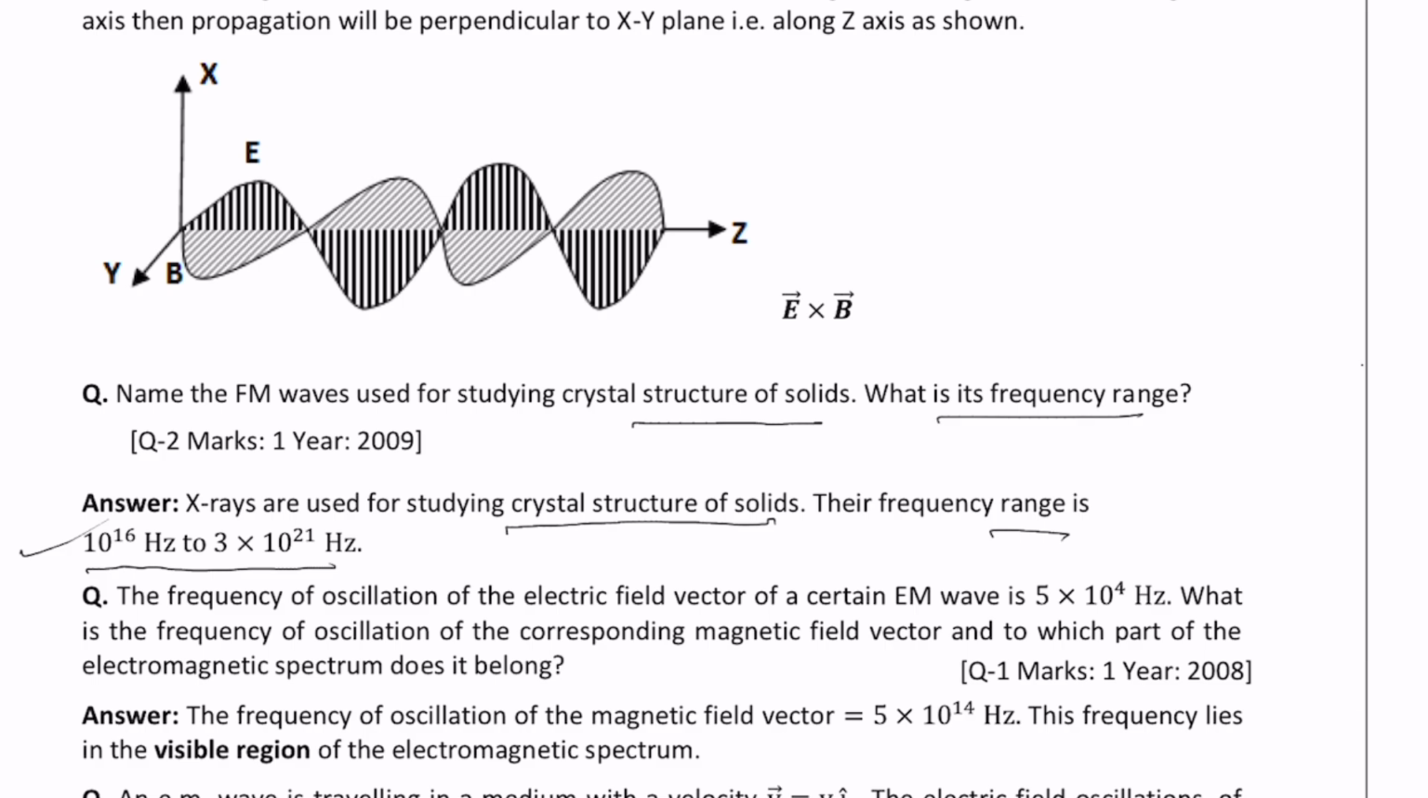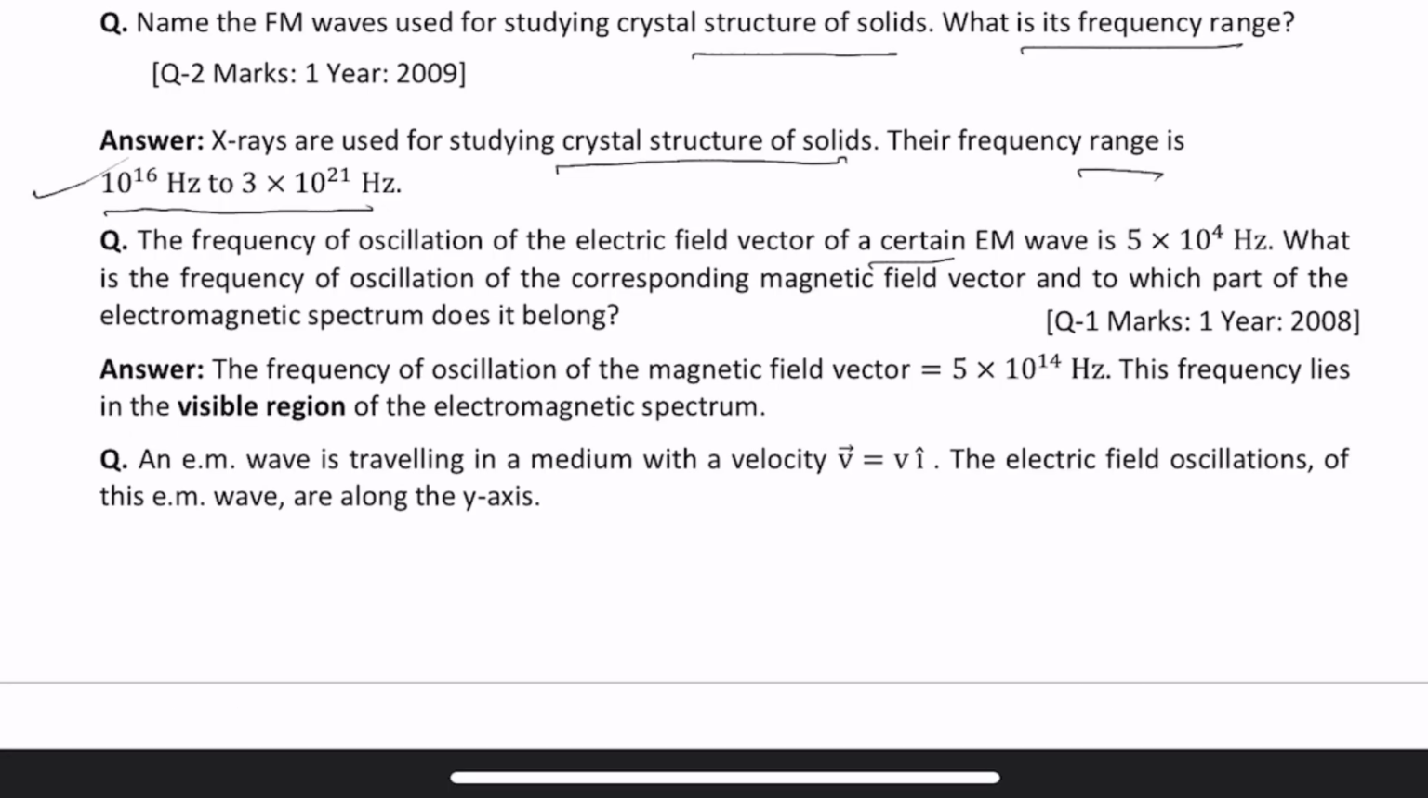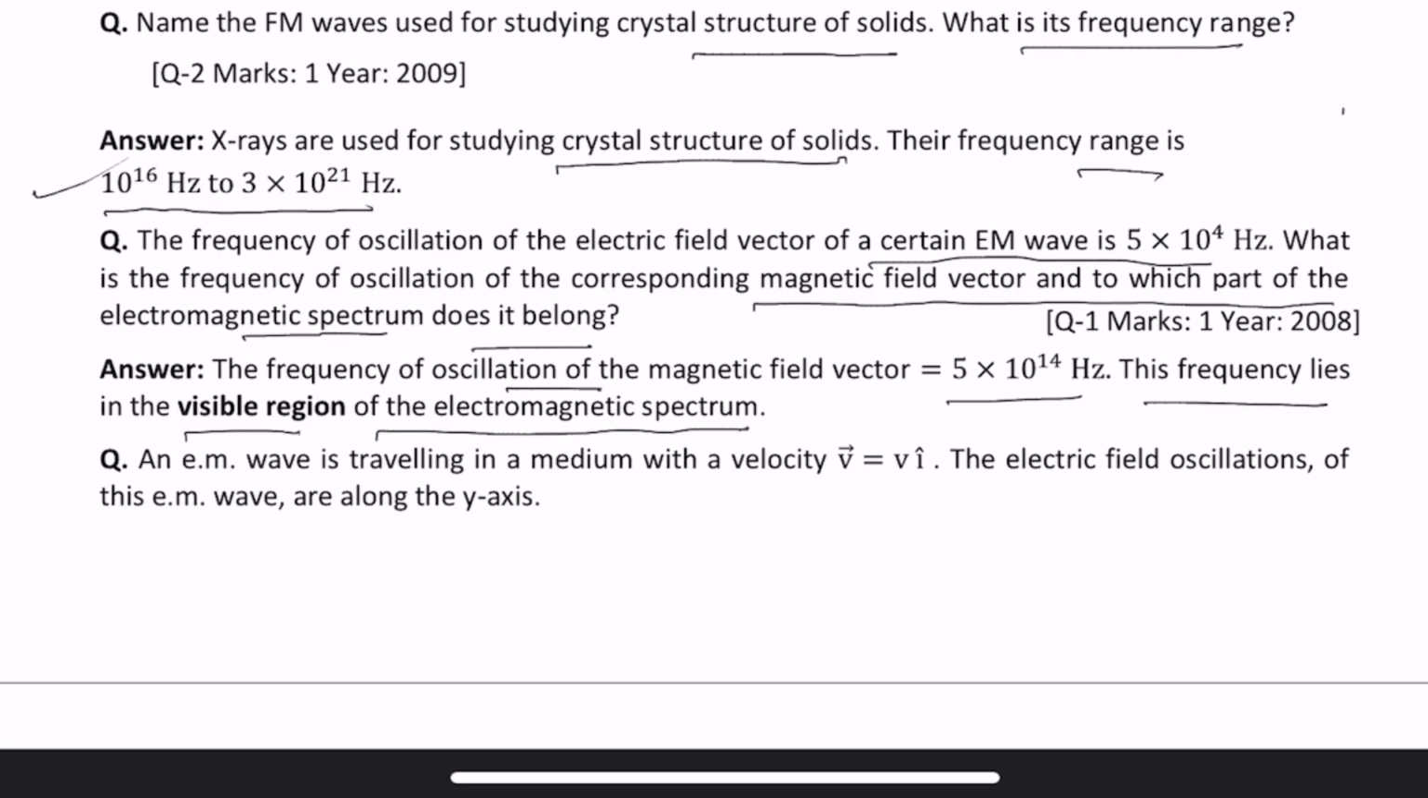The frequency of oscillation of the electric field vector of a certain electromagnetic wave is 5 into 10 to the power 4 Hz. What is the frequency of oscillation of the corresponding magnetic field vector, and to which part of the electromagnetic spectrum does it belong? The frequency of oscillation of the magnetic field vector is the same. So this frequency lies in the visible region of electromagnetic radiation. We have the visible, ultraviolet, and infrared regions. So this lies in our visible region.